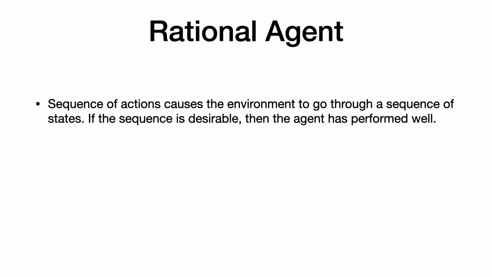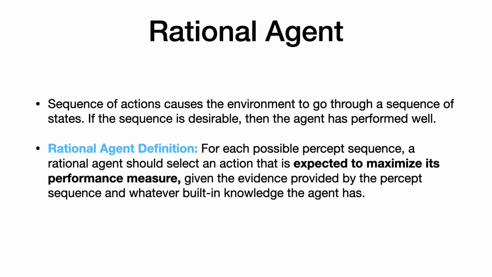So how do we define rational agent? We have a sequence of actions which causes the environment to go through a sequence of states, and if this sequence is desirable, then the agent has performed well. So as we saw earlier, we have percepts, and these percepts are related to actions, and if these actions change the environment in a desirable way, then we say that the agent has performed well, and we can say that it is rational. But what is desirable and how do we quantify it?